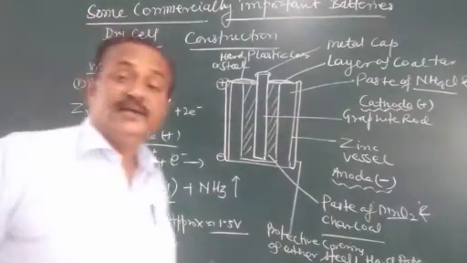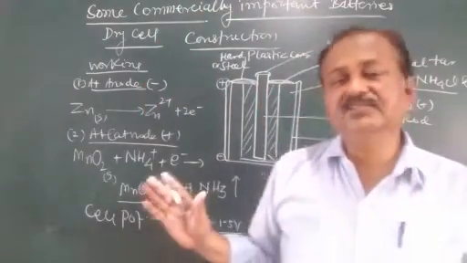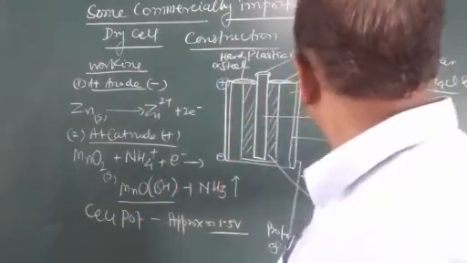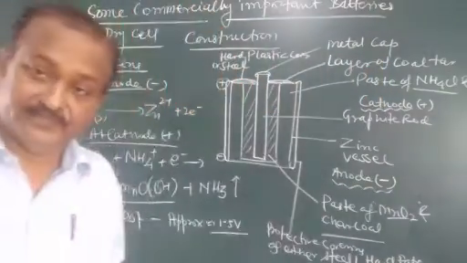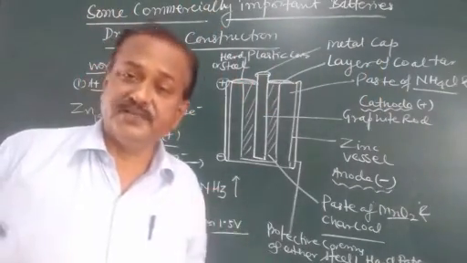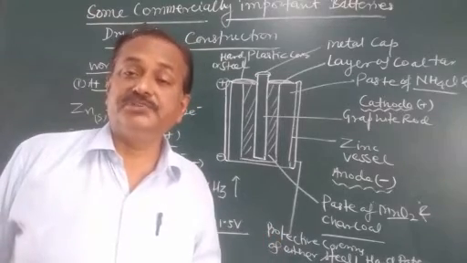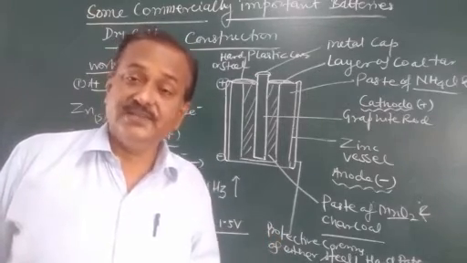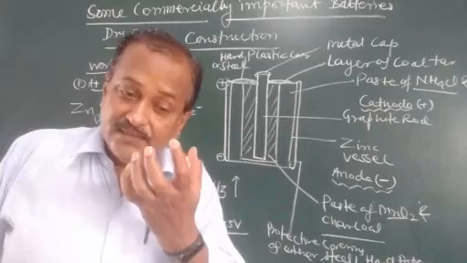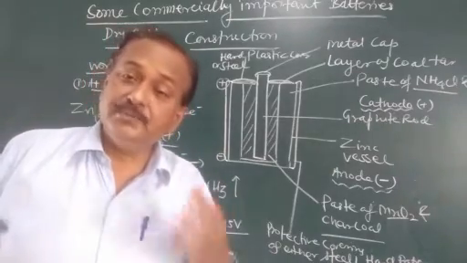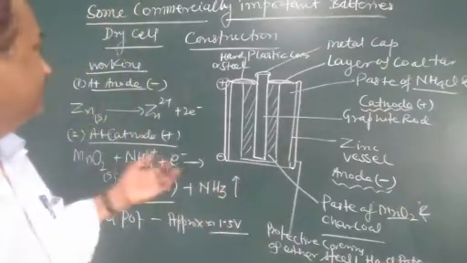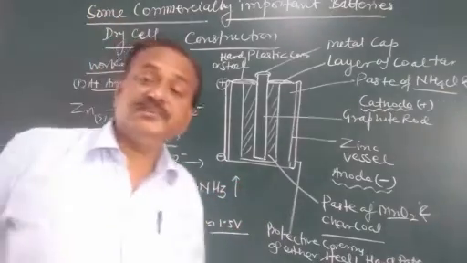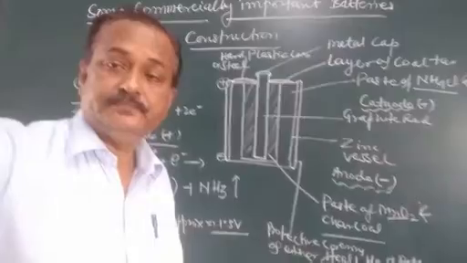Now coming to the demerits of this cell. As zinc chloride is slightly acidic in nature, it corrodes the vessel. You might have seen the dry cells used in torches or transistors. Dry cells lose moisture or their body is decomposed. So this is the point, and this is all about the construction and working of the dry cell.